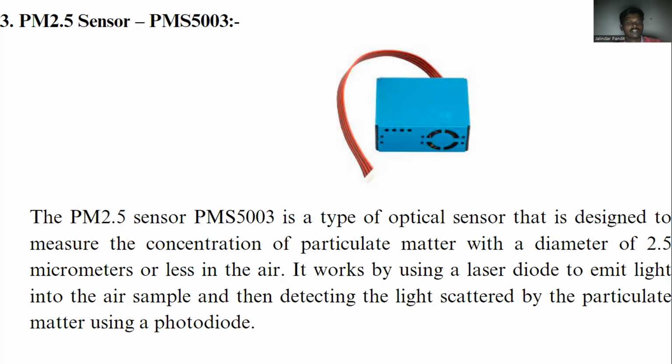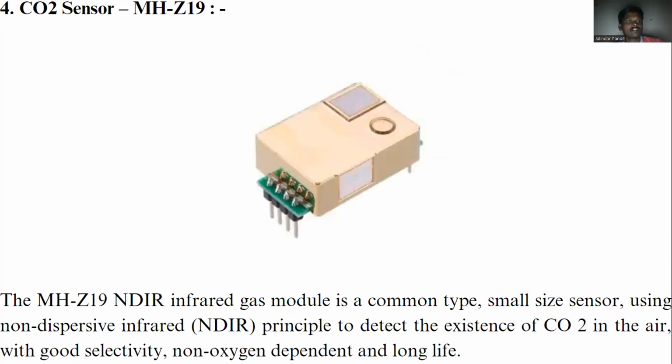So this sensor also works on the principle of laser scattering. This sensor creates a controlled airflow, and the environmental particles pass through the laser beam. Now this sensor is a CO2 sensor, MH-Z19, sorry, MH-Z19.